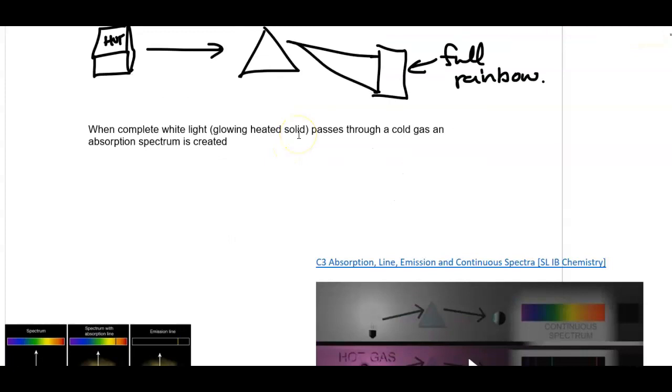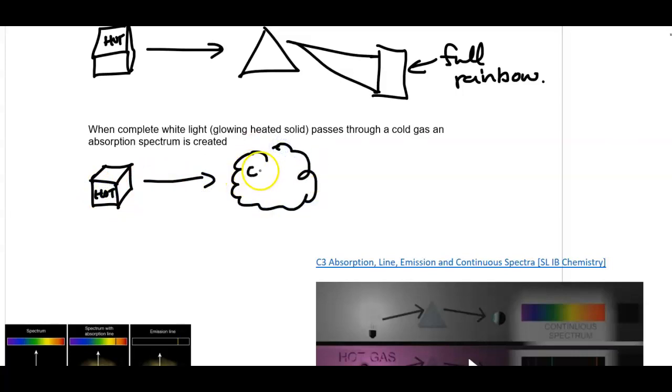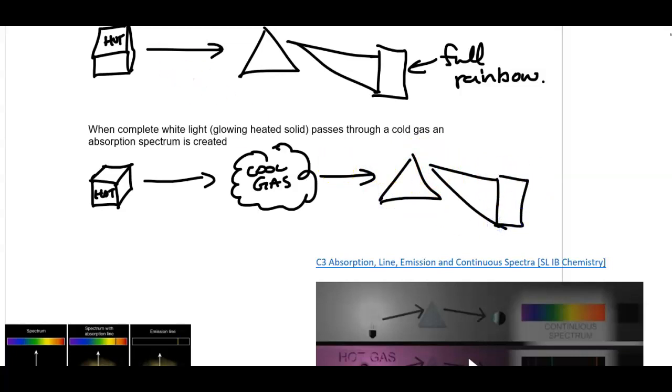Third one is, well, if we take that hot solid and we pass it through a cool gas, and then send that light through a prism, instead of the full rainbow, what we wind up with is what we call a dark line spectrum, which will have a full rainbow with these dark lines kind of in there.